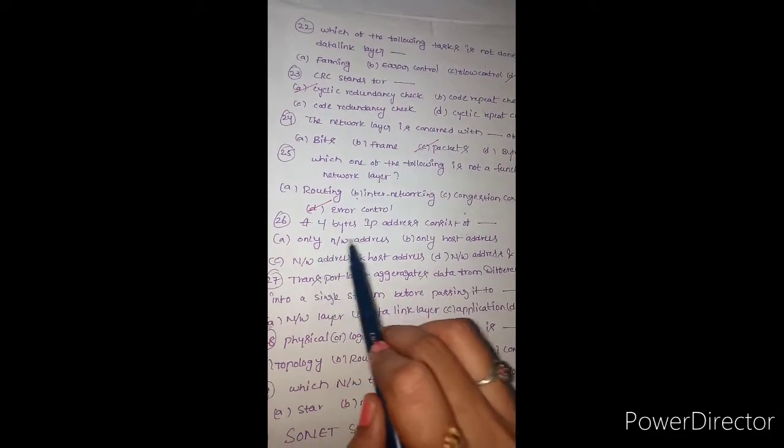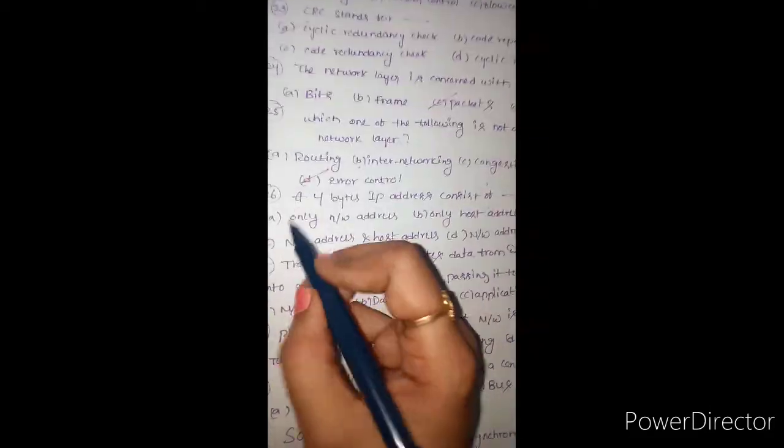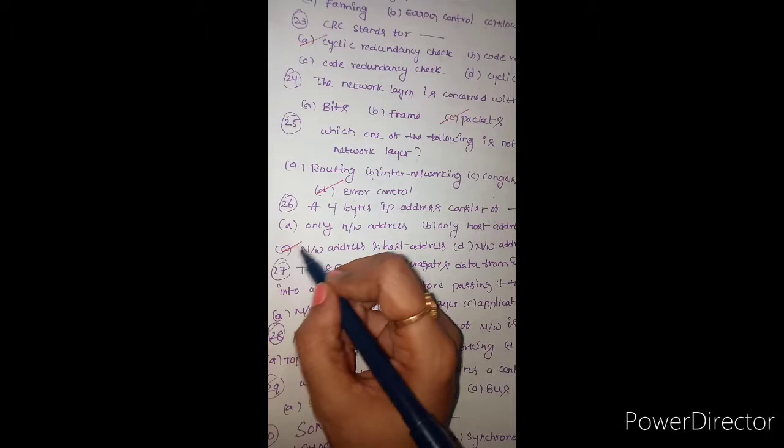Next one, a 4-byte IP address consists of a dash. Options: only a network address, only a host address, network address and host address, and option D, network address and MAC address. Here MAC is media access control. An IP address is 32 bits long, that means 4 bytes. It is composed of network and host, both are there. So the correct answer is C, network address and host address.